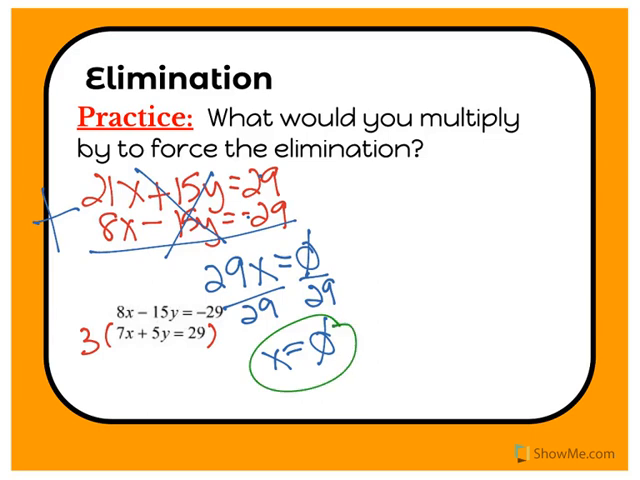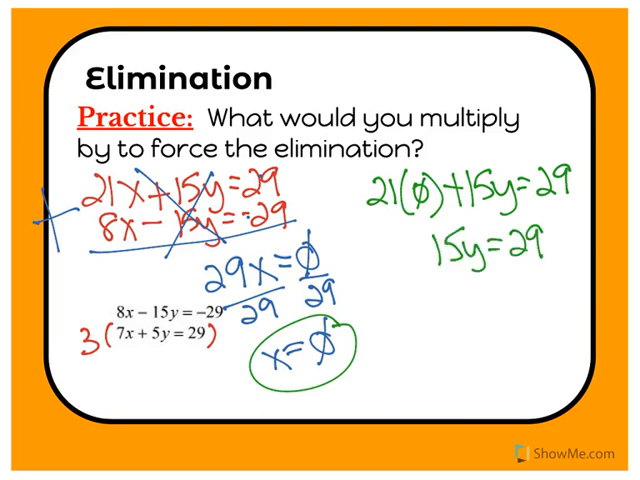So now let's take that, put it back into one of those equations. It doesn't matter which one. I tend to do the first one just because it's there, because none of them are going to be any easier. So 21 times 0 plus 15y equals 29. So that's 0, so 15y equals 29. Oh, you know what? I did exactly what I told you not to do, didn't I? Well, silly me.